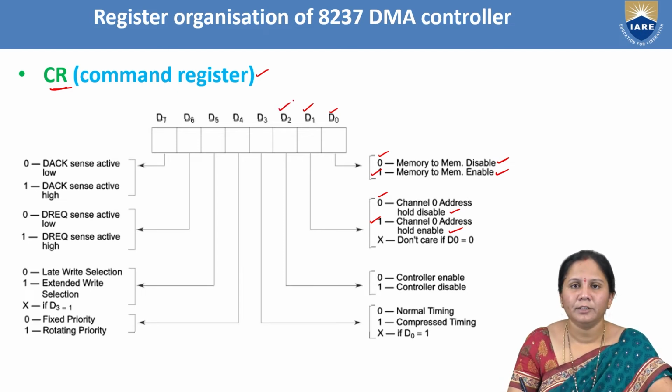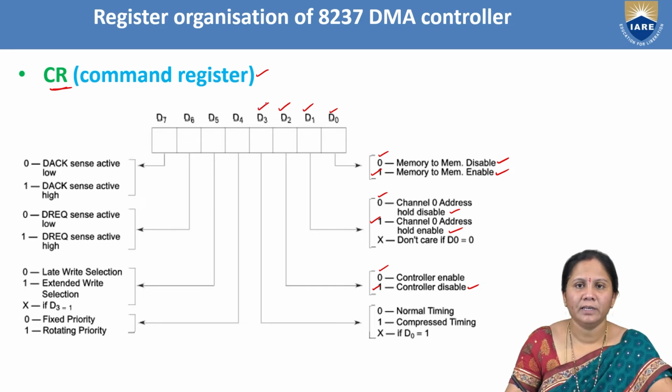And next is the D2 bit. If that bit is 0, the controller will be enabled. The controller here is nothing but the DMA controller. The DMA controller will be enabled. And if D2 is 1, the controller will be disabled.